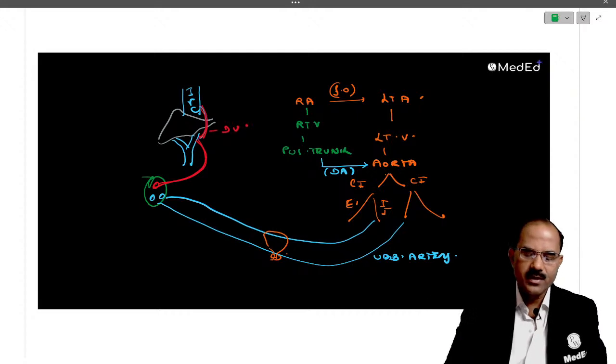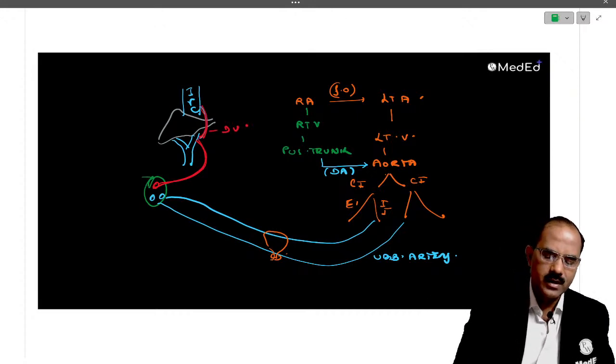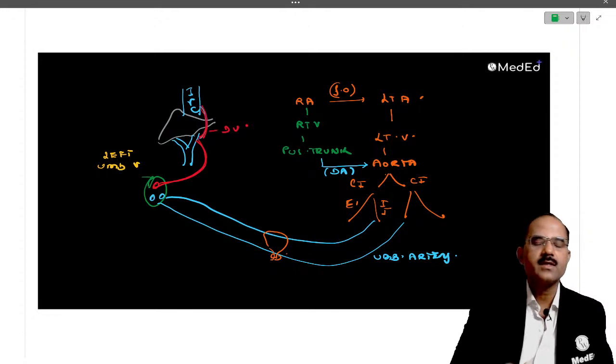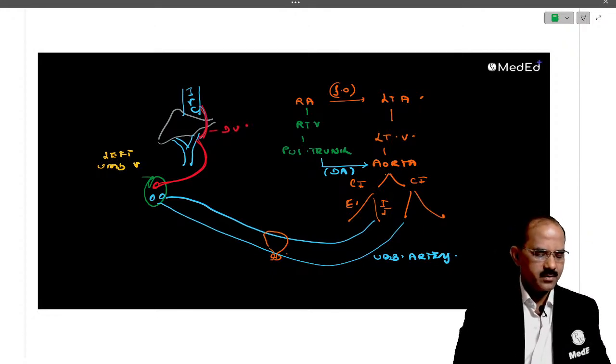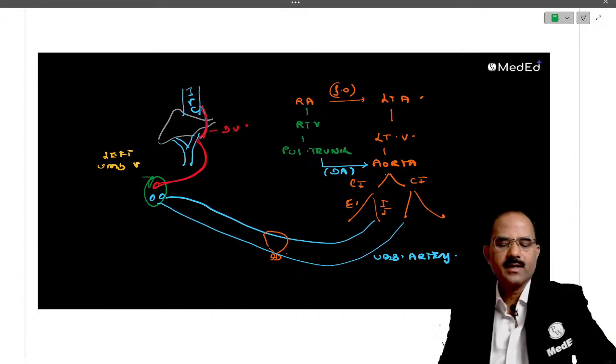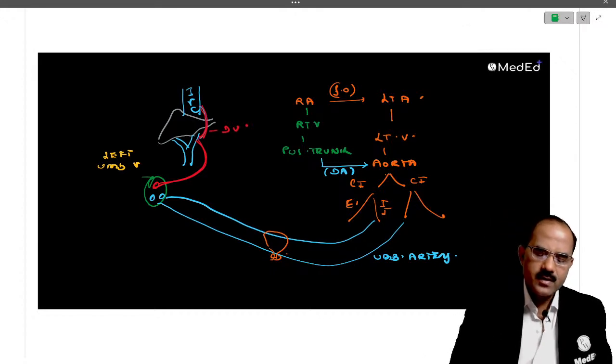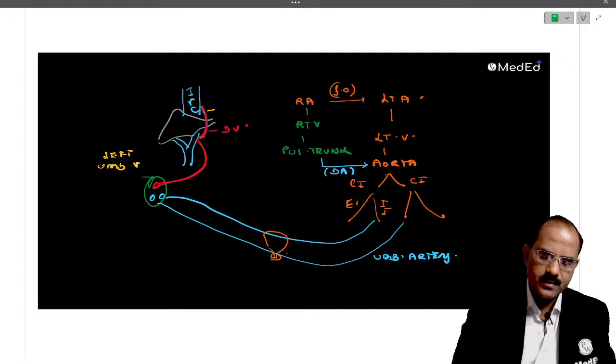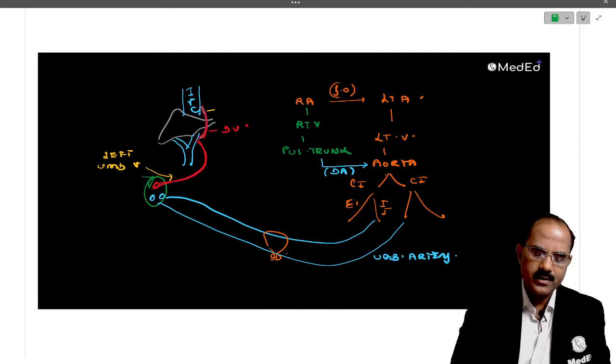Right. So now I'll just label this for you. This is the left umbilical vein. Just one minute, this battery would go now. That's the left umbilical vein. This is the ductus venosus. This is the left umbilical vein. That's the ductus venosus. Fine.